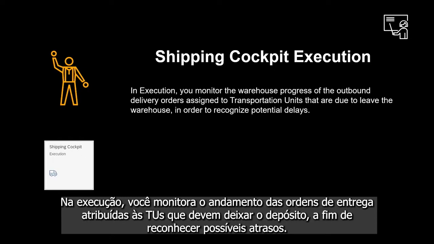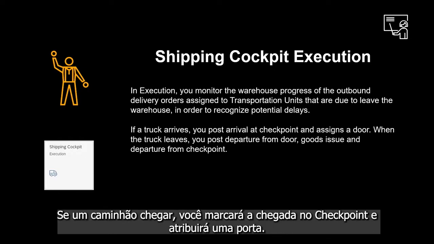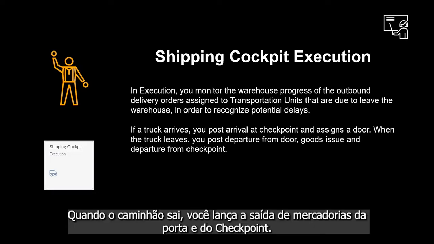In execution, you monitor the warehouse progress of the outbound delivery orders assigned to transportation units that are due to leave the warehouse in order to recognize potential delays. If a truck arrives, you post arrival at checkpoint and assign a door. When the truck leaves, you post departure from door, goods issue and departure from checkpoint.